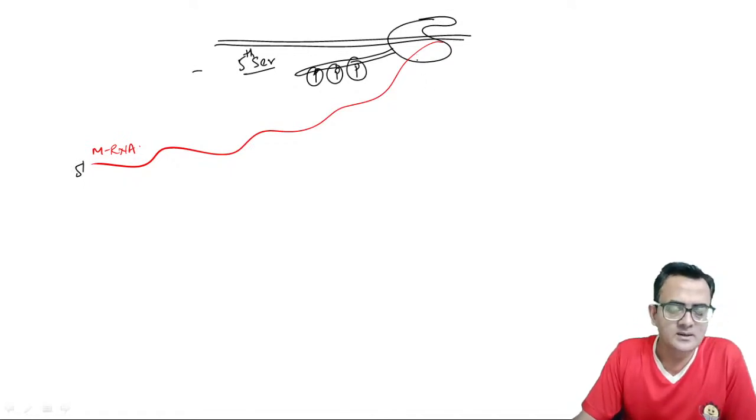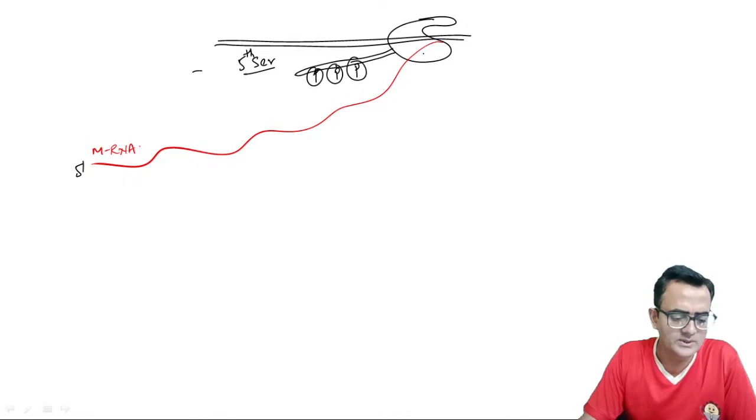so here what happens when the transcription is almost at the end, right, almost at the end. So there is a sequence in the primary transcript that is called the poly A signal sequence, right.